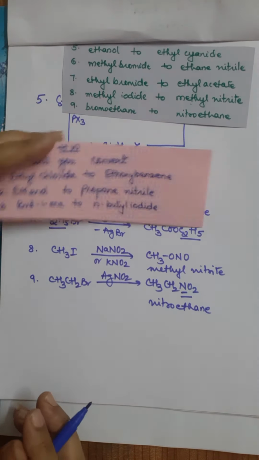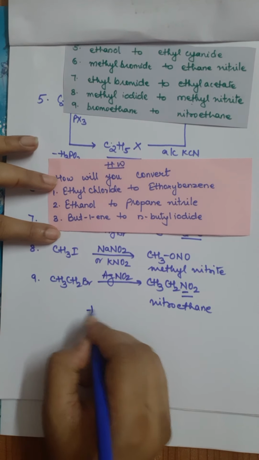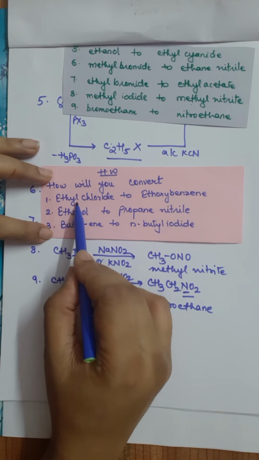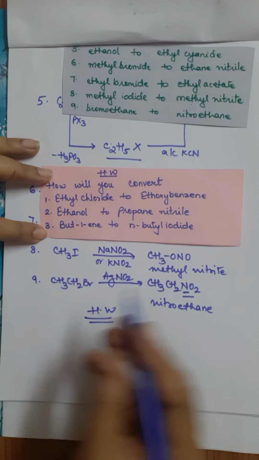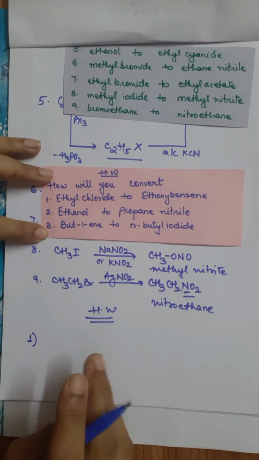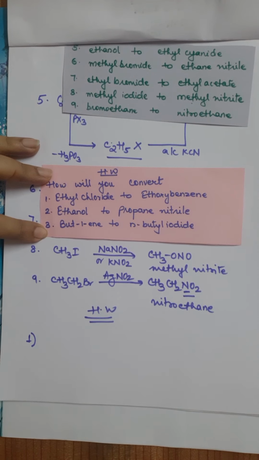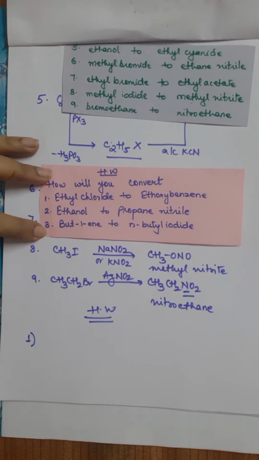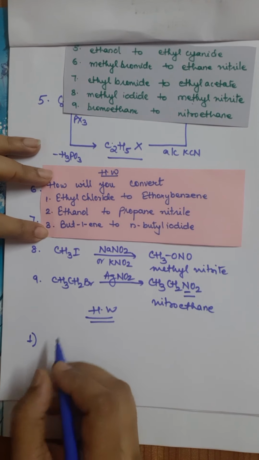Now the homework questions that I had given to you. First one, how will you convert ethyl chloride to ethoxybenzene? Now you can see here I have given benzene. The reaction method is similar to what you have learnt. Okay. So again the procedure is the same.